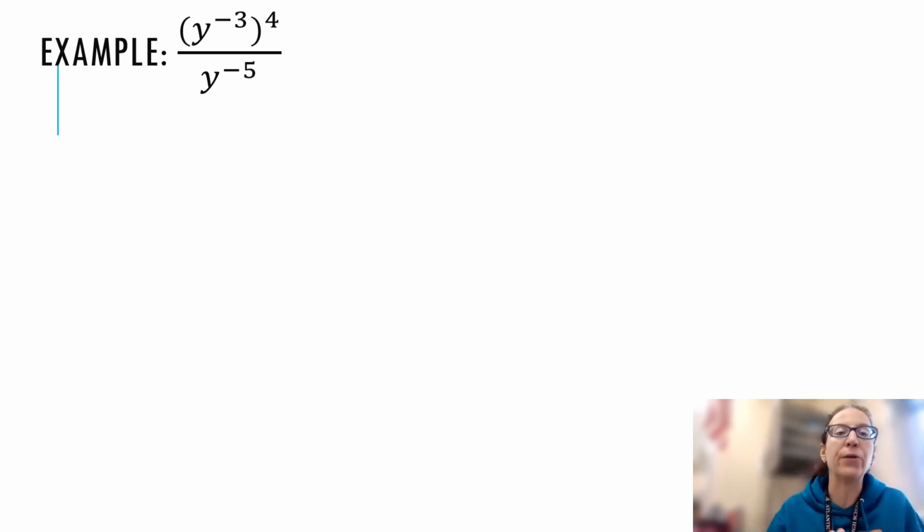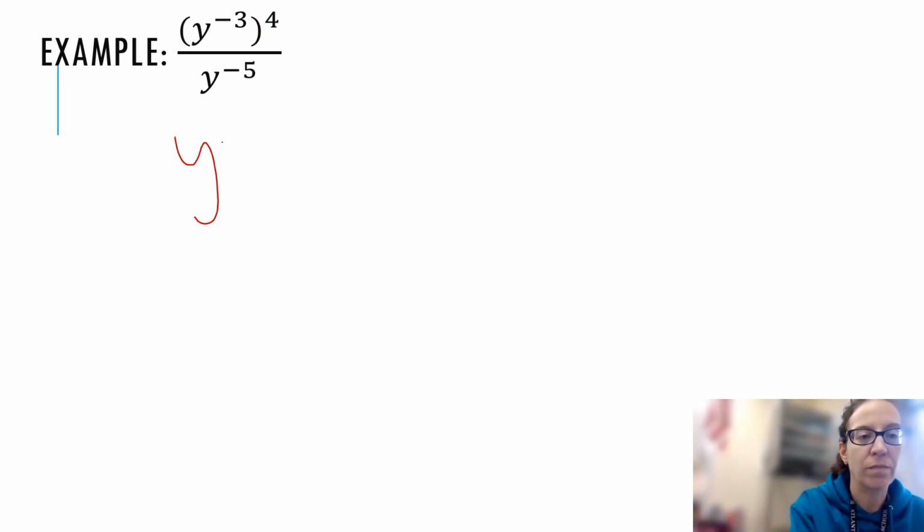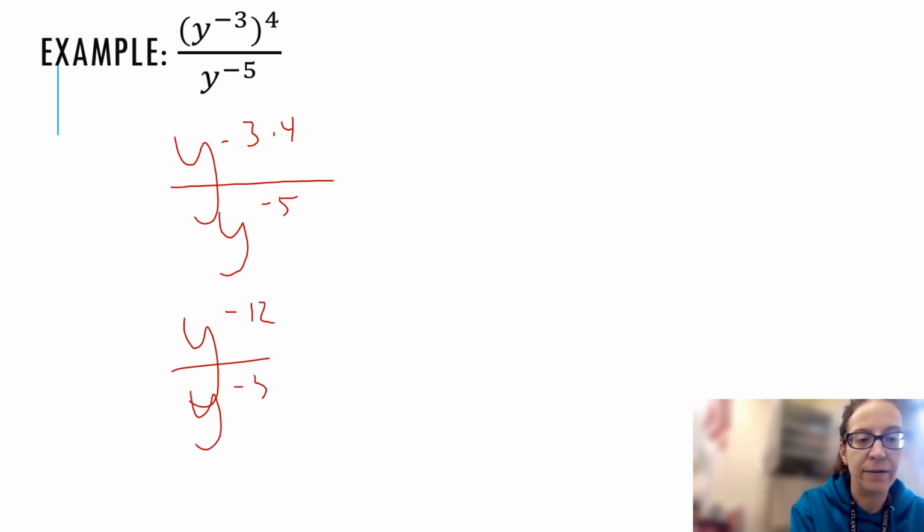So here's what I would do. And this is really the best that I can say. This is what I would do, not necessarily what you should do. Now you need to get to the same place I get to, but which laws you use doesn't have to be the same. So the first thing I see when I'm looking at this is I see y to a power raised to a power. And I know that I can multiply those. So the first thing I would do is -3 times 4 and get -12. And that's going to be over y to the -5th. So we're going to have y to the -12 over y to the -5th.